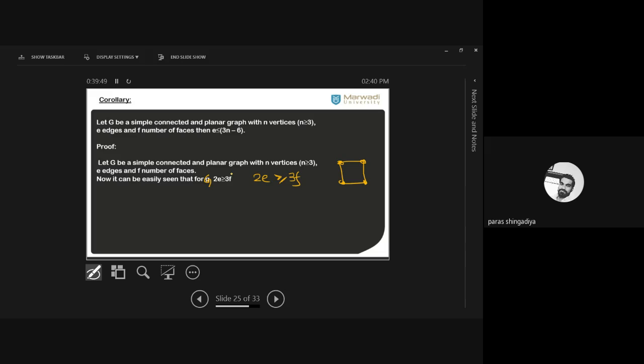So how many edges here? 4 edges. Clear? So here it is 2 of 4. And here how many faces will there be? 1 and 2. So it is 3 of 2. 2 faces are there and 4 edges. Which quantity is larger? That is 8 you will get, 2 into 4, and you will get 6. So 8 is always greater than or equal to 6. Clear? It can be easily seen.